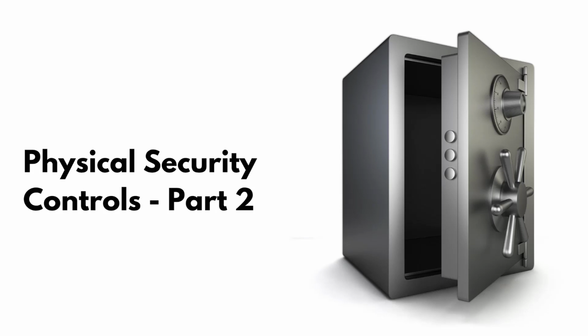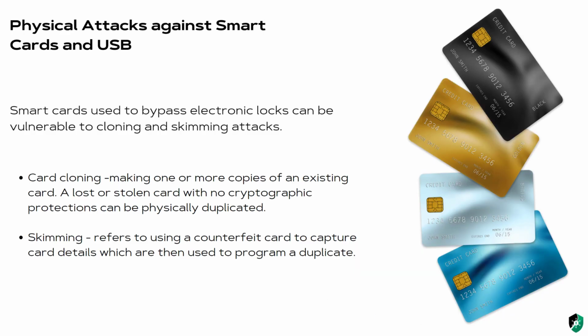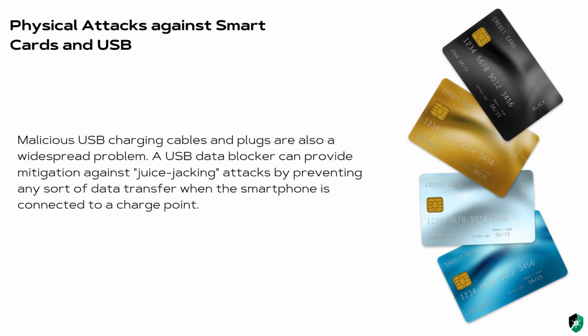Let's move on to part 2 of our physical security controls, and here we're talking about physical attacks against smart cards and USBs. Smart cards that are typically used to bypass electronic locks can be vulnerable to cloning and skimming attacks. Card cloning is simply making one or more copies of an existing card. A lost or stolen card with no cryptographic protections can be physically duplicated. Skimming refers to using a counterfeit card to capture card details, which are then used to program a duplicate.